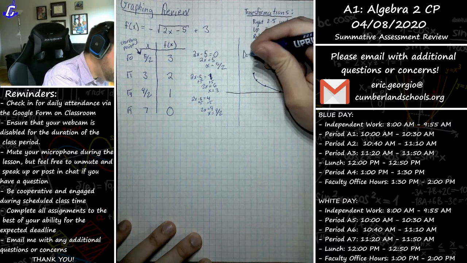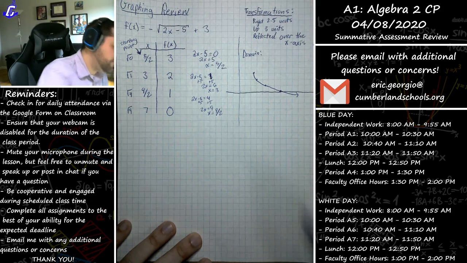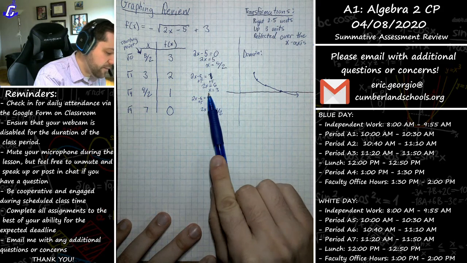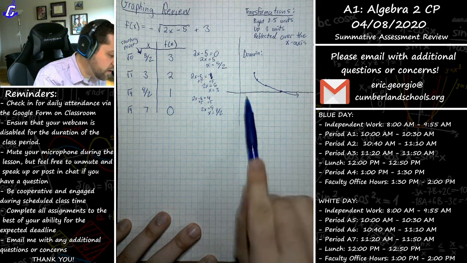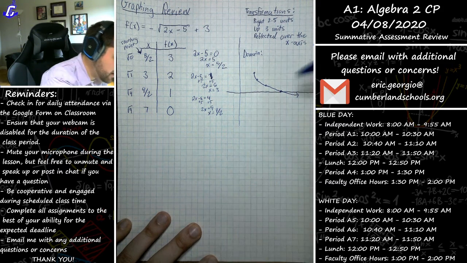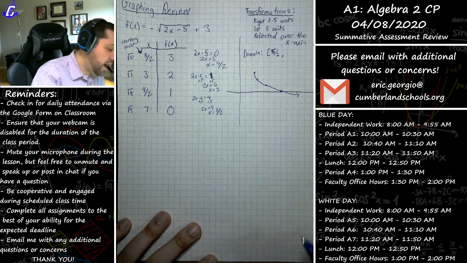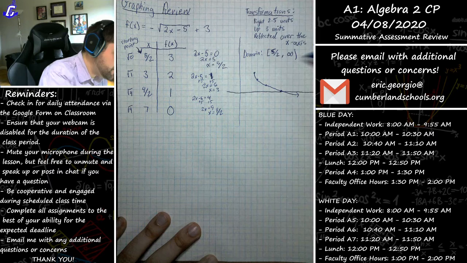Your domain is the region that the function occupies on the graph. How far to the left does the function go? How far to the right does the function go? The furthest left that we go, it looks like is 2.5, including 2.5, or sorry, 5/2. I meant to write 2.5 as a fraction, cheapers. And the furthest right we go is we go on forever, so infinity.